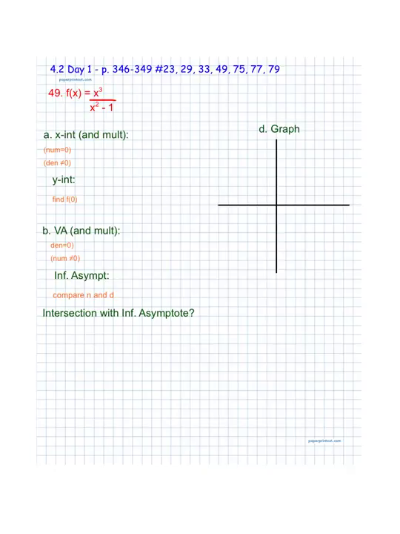This is the solution to number 49 from homework 4.2, day 1. We're going to analyze and graph a rational function. In this case, we've got the rational function x cubed over x squared minus 1. We're going to begin by factoring the numerator and the denominator.